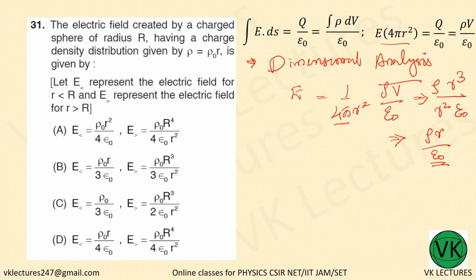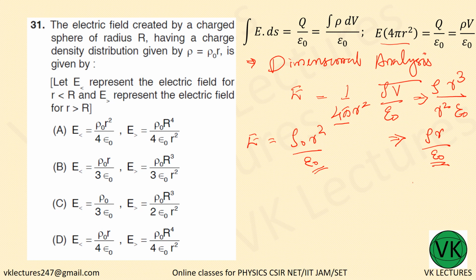Or what is rho here? Rho is nothing but rho naught r. So we can write electric field should be having a dimension equivalent to rho naught into r square divided by epsilon naught. Okay, rho naught r square divided by epsilon naught.